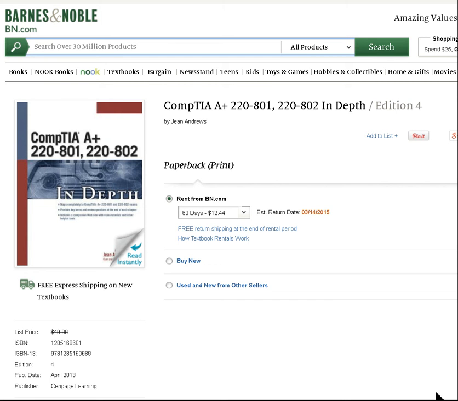FireWire 400 and 800, local input output, expansion 1, serial, NA, up to 3.2 gigabytes per second. USB 1.1, 2, and 3, expansion 1, serial, 3 megahertz, 12 or 480 megabits per second, or 5 gigabits per second.